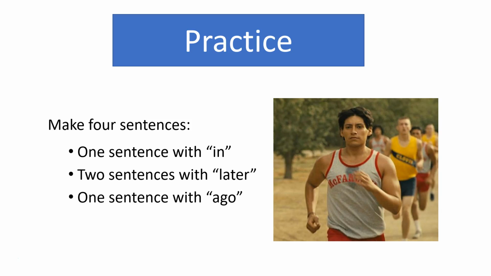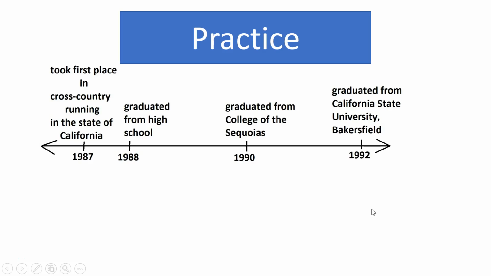Here, this is a real story of Thomas Valles, who you are learning about in the movie that we watched. He took first place in cross-country running. He graduated from high school, graduated from College of the Sequoias, and graduated from California State University. So he went on to do great things. We're supposed to write 4 sentences here. So I want you to pause the video and write your 4 sentences based on the story. Use 1 "in," 2 "later," and 1 "ago."